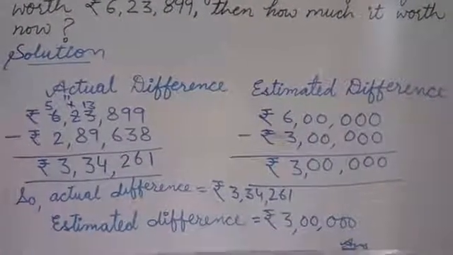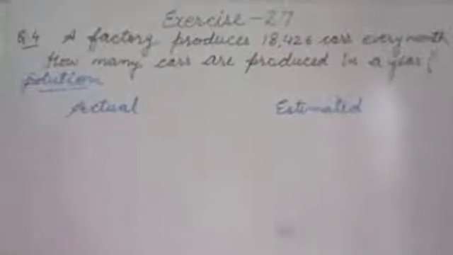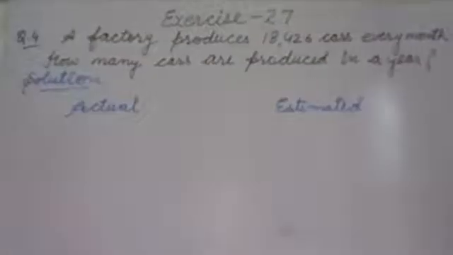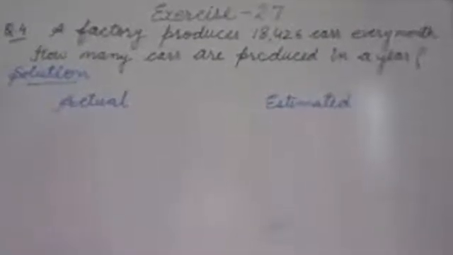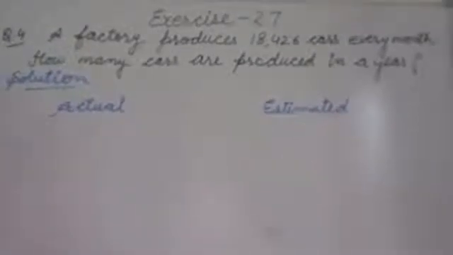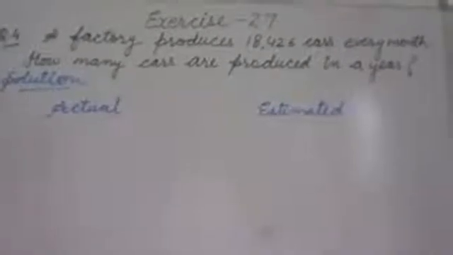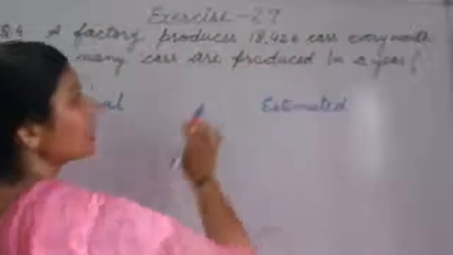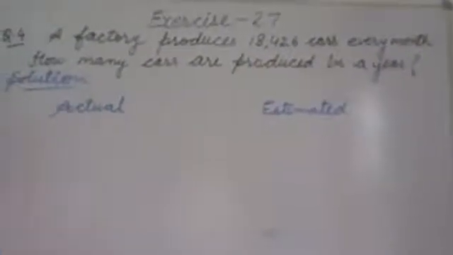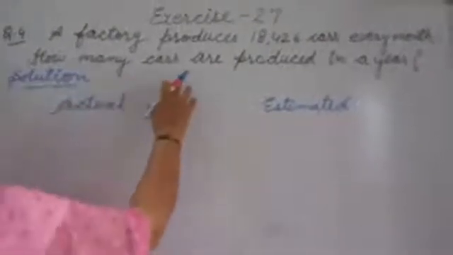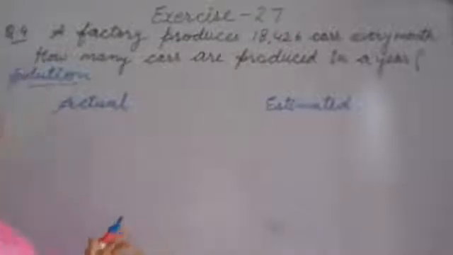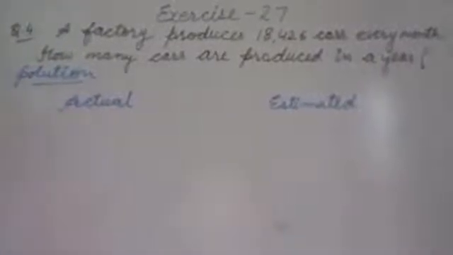Now question number 4. A factory produces 18,426 cars every month. Every month means हर एक month में 18,426 cars produce मतलब बनाती है. Then how many cars are produced in a year? You have to find here in a year.